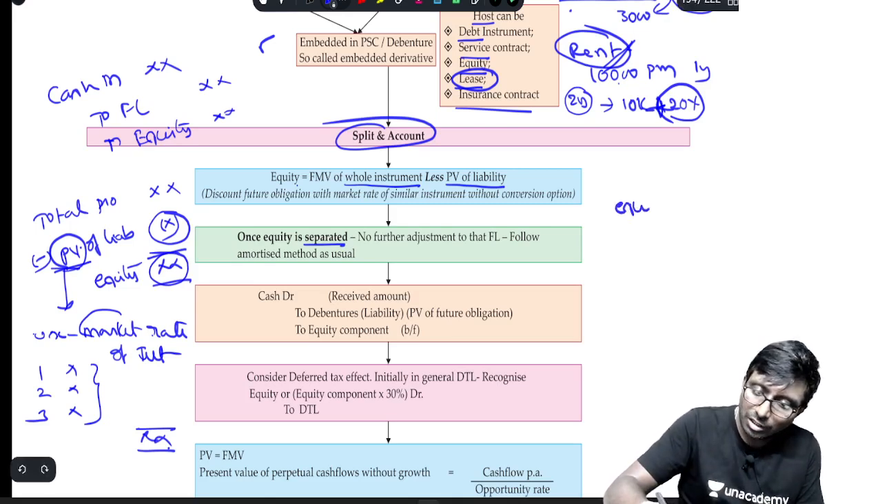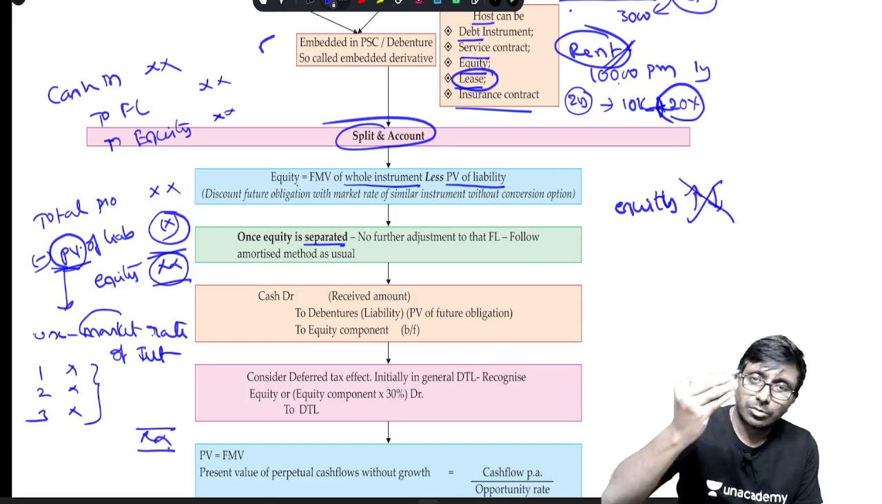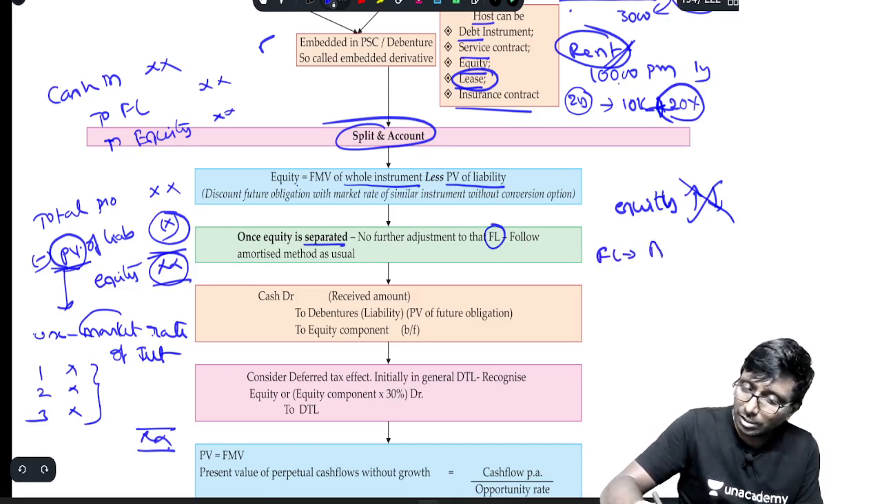The equity amount will not go up, it will not go down. No ups and downs. Equity is equal to equity. That's it. Next. But what about the financial liability, sir? Yes, what about the financial liability? Financial liability will follow the amortized cost method.